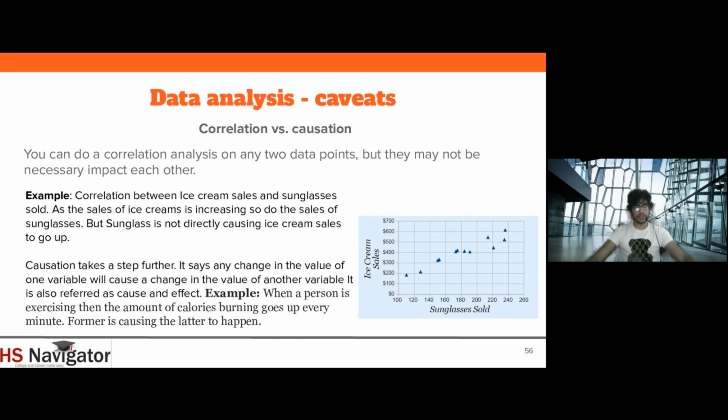Causation takes a step further. It says any change in value of one variable will cause a change in value of another variable, and it also references a cause and effect. For example, when a person is exercising, the amount of calories burning goes up every minute. The former is causing the latter to happen.